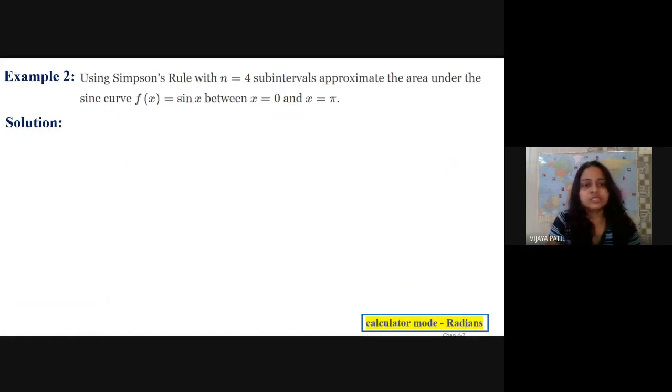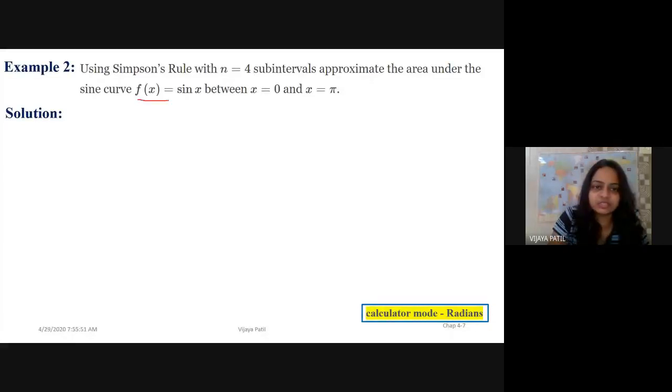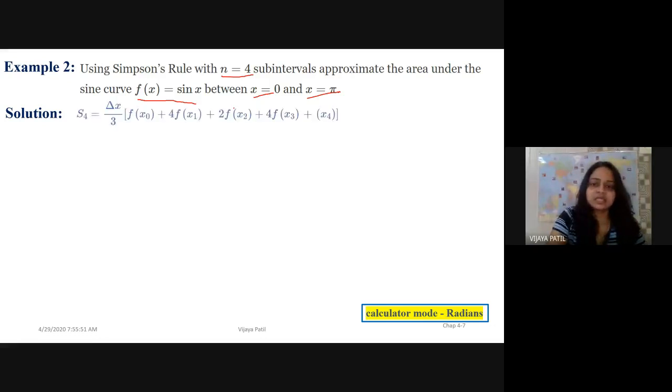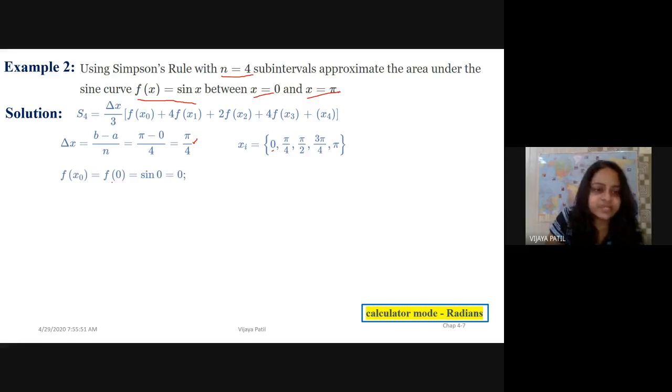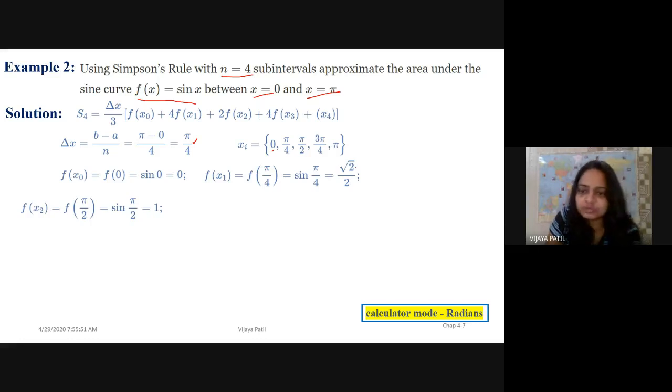Okay, so using Simpson's, again I need to go for my f of x. Now this is also one of the ways to express this question. It's been given to you as f of x is sin x, and the lower and the upper limit have been given, as well as the sub intervals. Again, I need to have 4 intervals here. So delta x is pi by 4, and the points are 0, pi by 4, pi by 2, 3 pi by 4, and pi. And f of x0 is nothing but the sine function, so I'm replacing x with 0, and the value is 0. The value of the function at pi by 4 is square root of 2 by 2.